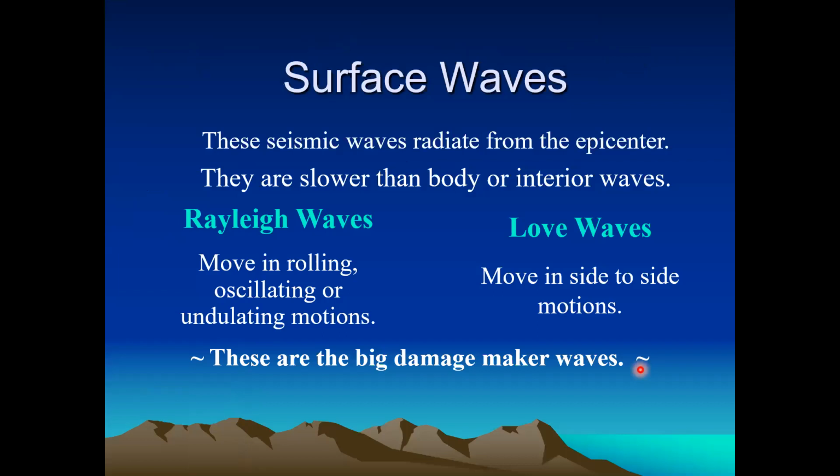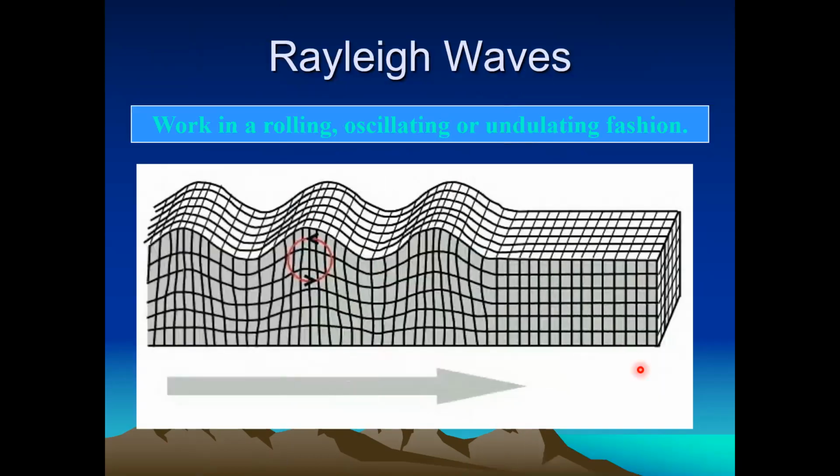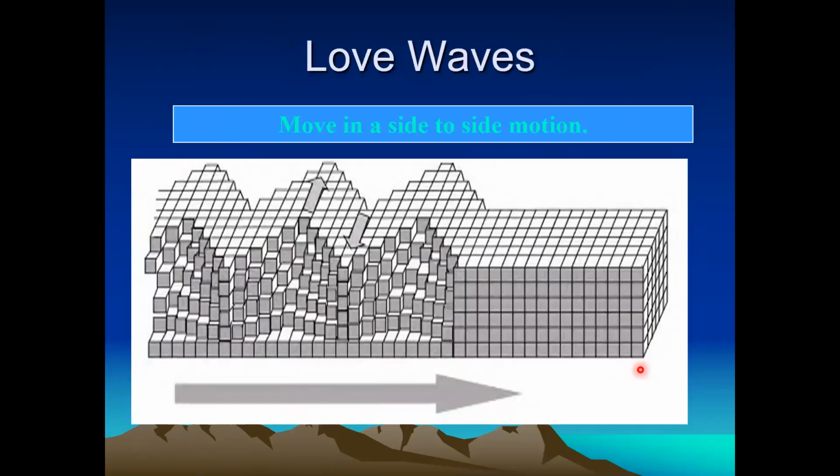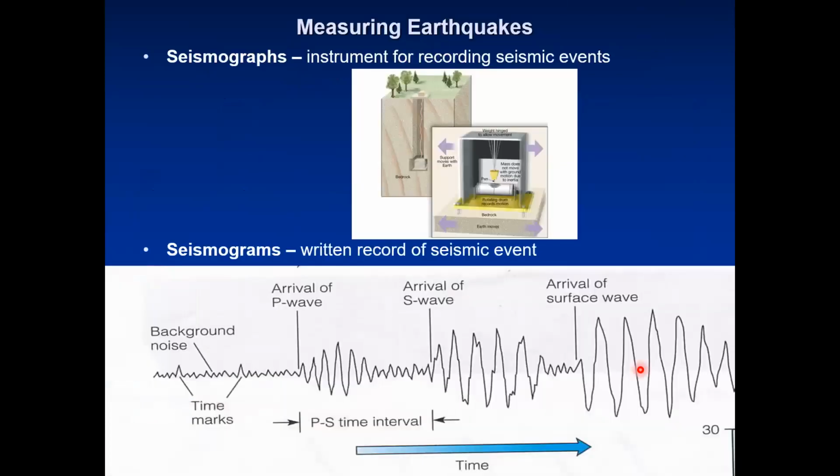So the Rayleigh waves and the Love waves, these are the big damage makers, with the Love wave causing the most damage. There's that rolling oscillating motion, and there's that shifting horizontally side to side. Now, this is a perfect seismogram here. Here's the arrival of the P wave, here's the arrival of the S wave, and then over here, the wave with the highest amplitude. Amplitude is just a word that means height. The wave that will have the highest height at a seismic monitor will be the surface wave.